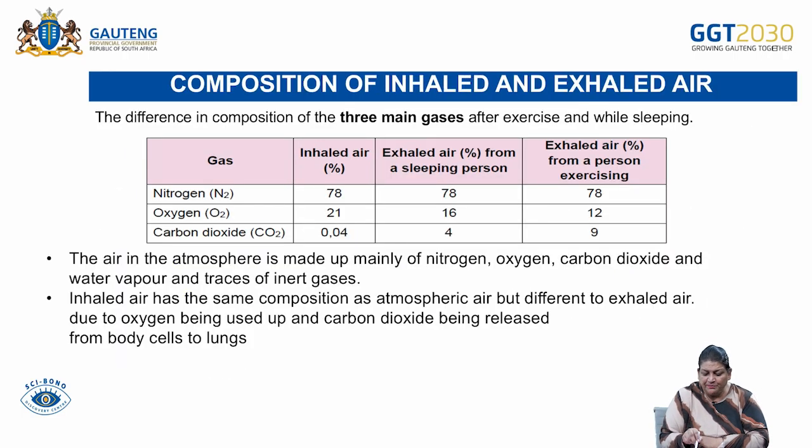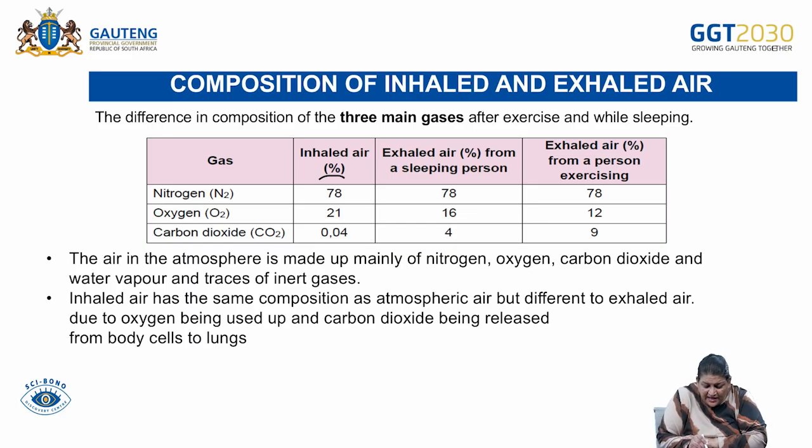Now let us look at the composition of inhaled and exhaled air in this table. Here we see the difference in composition of three main gases after exercise and while we're sleeping. Here's a person who's sleeping and here's a person who's exercising. Nitrogen is called an inert gas. We don't use nitrogen for anything. Only plants can use nitrogen from the soil to make proteins. So we cannot inhale nitrogen to make proteins, and whatever nitrogen we inhale, we also exhale.